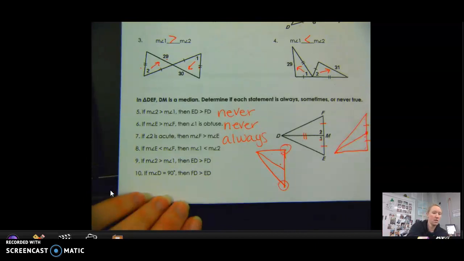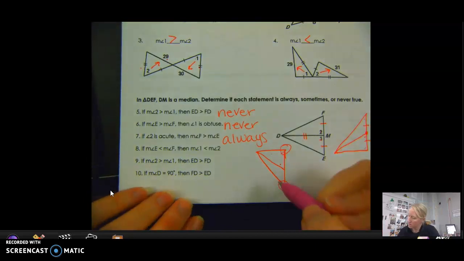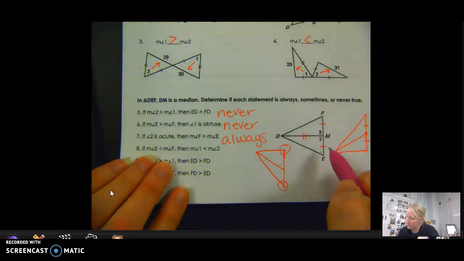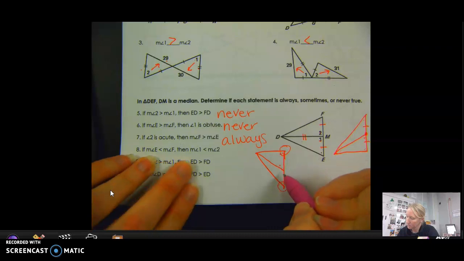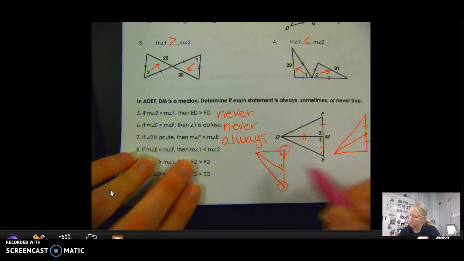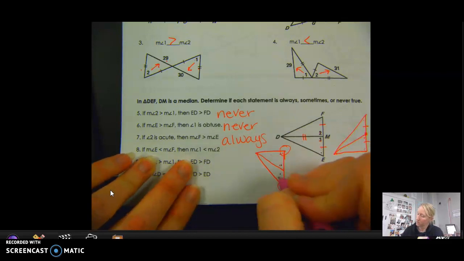Okay, next one, E is smaller than F. E is smaller than F, so this picture I could still do. Measure of angle 1 is smaller than the measure of angle 2.